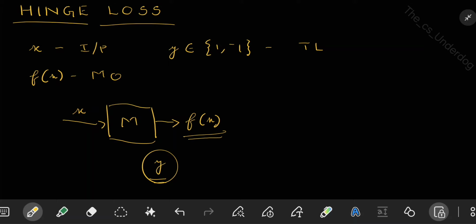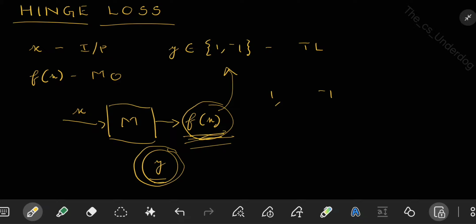So, as of now, you understood that, okay, the task is clear. You want f of X to be as close to Y as possible. This is the task. But one thing here is, this f of X is not going to be the class. That is, the output of this model is not going to be 1 and -1.